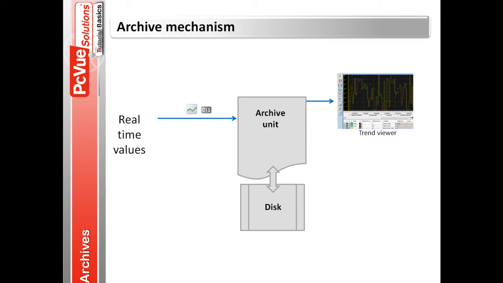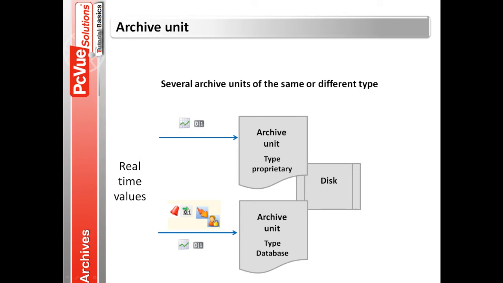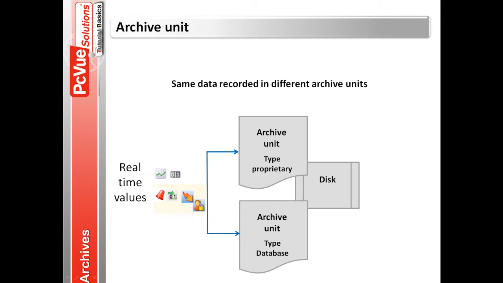You can also record different events such as alarm status, bit changes, or user actions like log in, log off, or commands, and display a list of events in a log viewer. You can configure several archive units of the same or different types, and the same data can be recorded to several archive units at the same time.